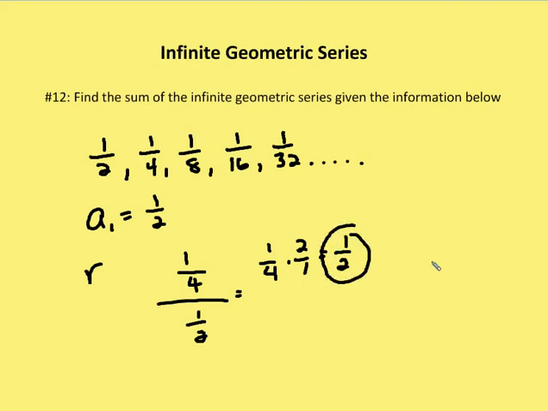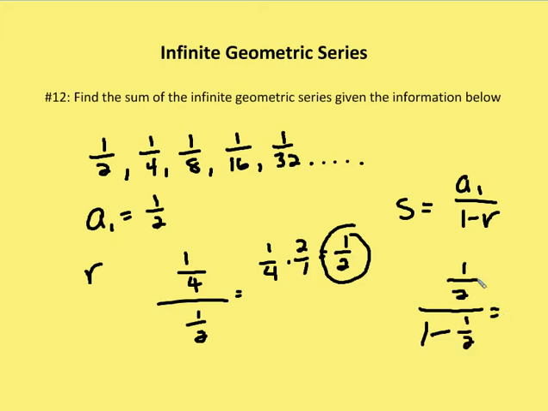I have a sub 1 as 1/2, so I can plug it into my formula. And again, the formula is the sum is equal to a sub 1 over 1 minus r. A sub 1 in this case is 1/2, and 1 minus r, which is 1/2, gives 1/2 over 1/2, and so my answer is 1.